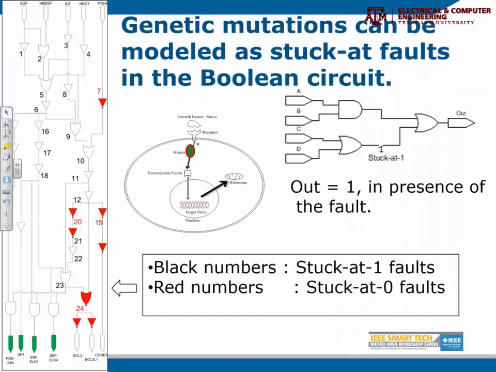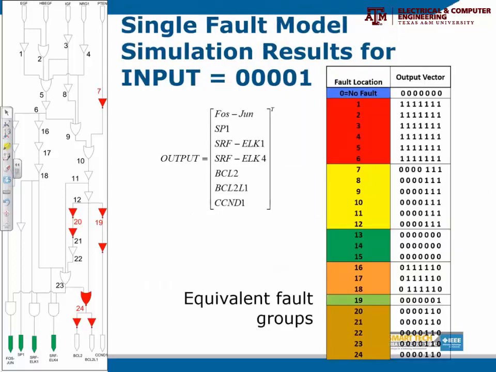So these are all the faults, numbered 1 through 24. I think the black numbers indicate stuck at 1 faults that will lead to cancer. Red numbers are stuck at 0 faults. And a stuck at 1 fault means if this point is stuck at 1, it doesn't matter what the signaling logic is. The output is going to be 1. All right. So he did that, and then the effect of the drugs.